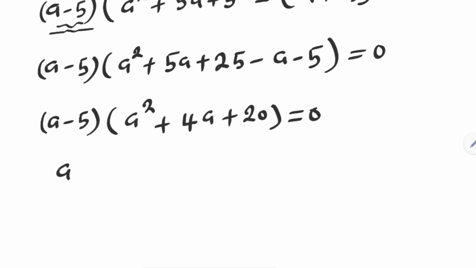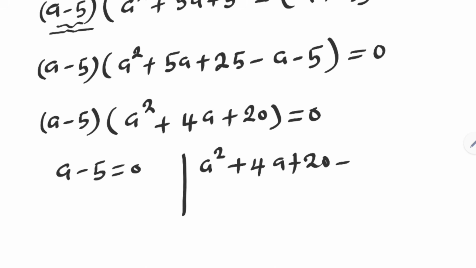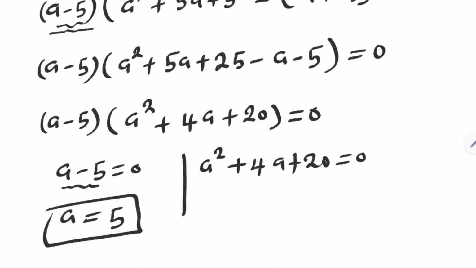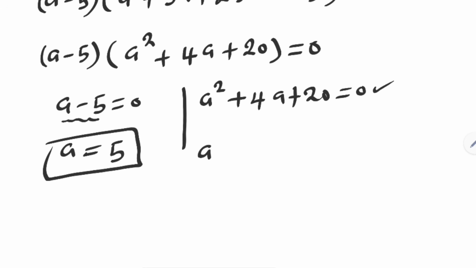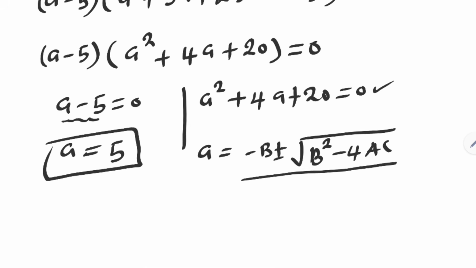There are two cases here. The first case is a minus 5 equal to 0, and the second case is a squared plus 4a plus 20 is equal to 0. Then from here, a is equal to 5. This is the first value of a. And from here, this is a quadratic equation which can be solved using the quadratic general formula. The quadratic general formula is given as a is equal to minus b plus or minus square root of b squared minus 4ac over 2a.